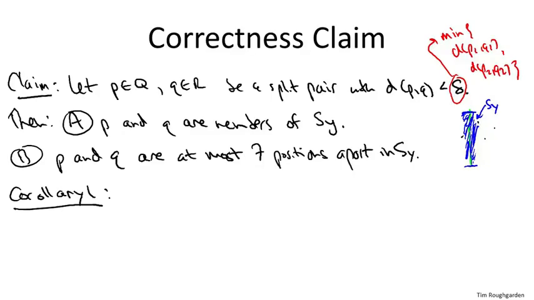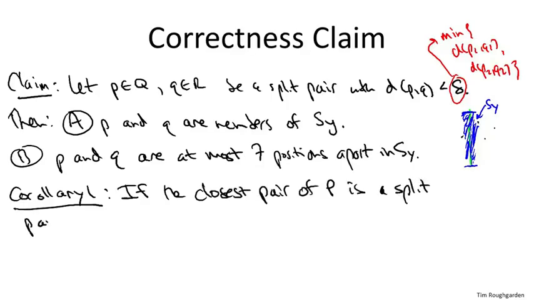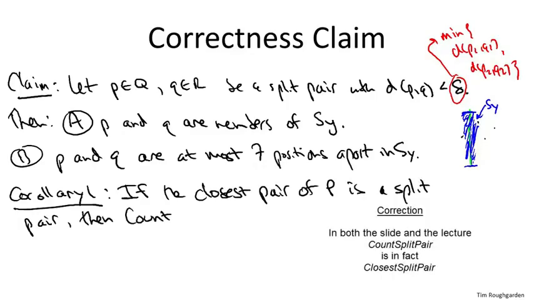So if this claim is true, then so is the following corollary, which I'll call corollary 1. So corollary 1 says, if we're in the unlucky case that we discussed earlier, where the closest pair of points in the whole point set P does not lie both on the left, does not lie both on the right, but rather has one point on the left and one on the right, that is, it's a split pair, then in fact the count split pair subroutine will correctly identify the closest split pair, and therefore the closest pair overall. Why is this true?